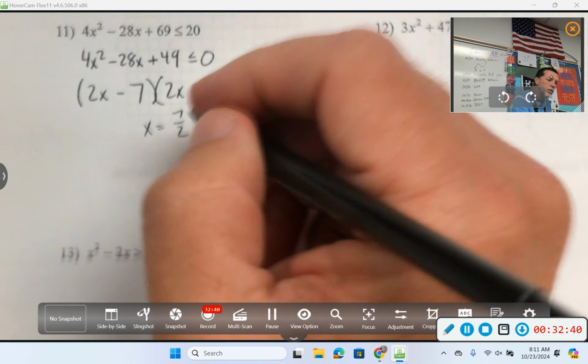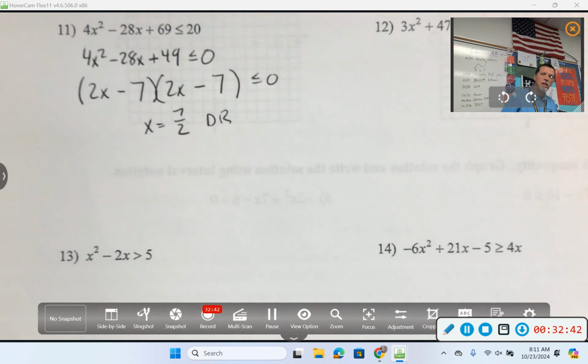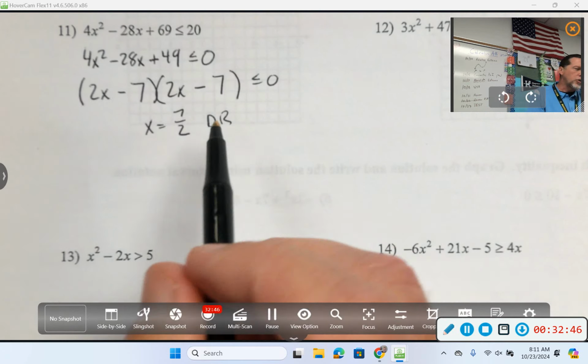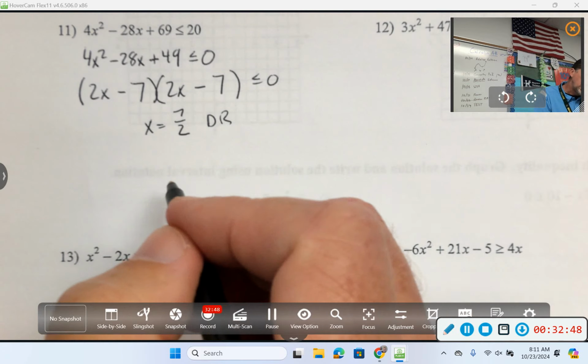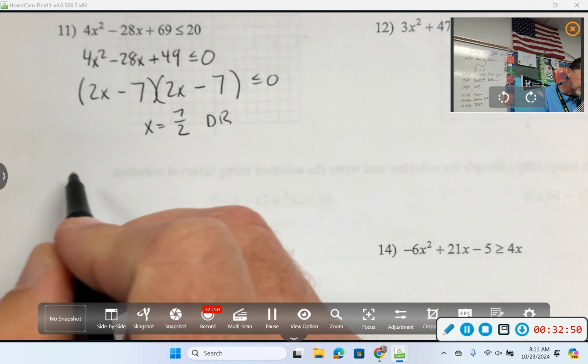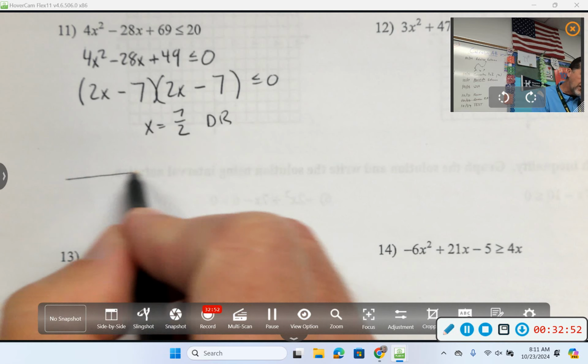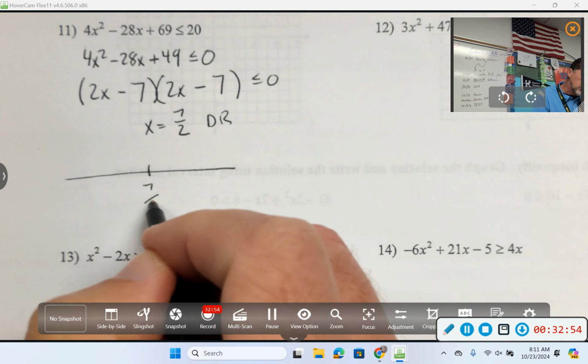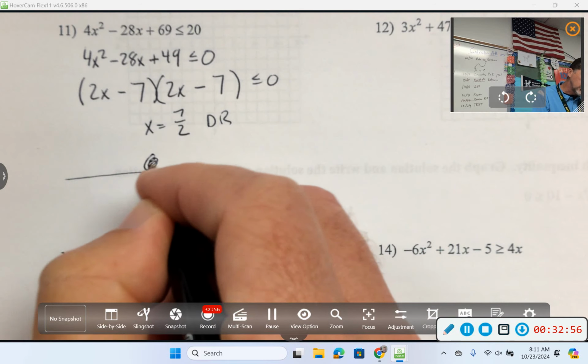It's a double root. What does that mean? We're going to have either all solutions or no solutions. Maybe not. Let's see what happens here. Because it's equal to, 7 halves, double root, but closed circle for sure.